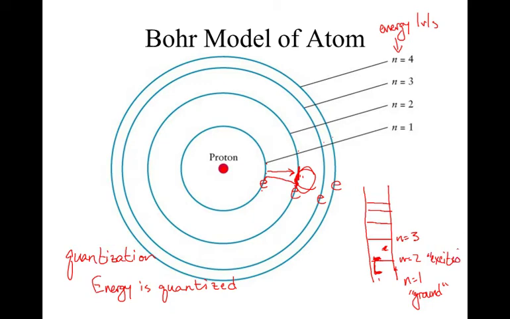So when you're on the ground of your stepladder, or n equals 1, or whatever is your ground state, you're on the ground, so that's your ground state. As soon as you've got enough energy to get up higher than the ground state, we call that being excited. You're at an excited state.